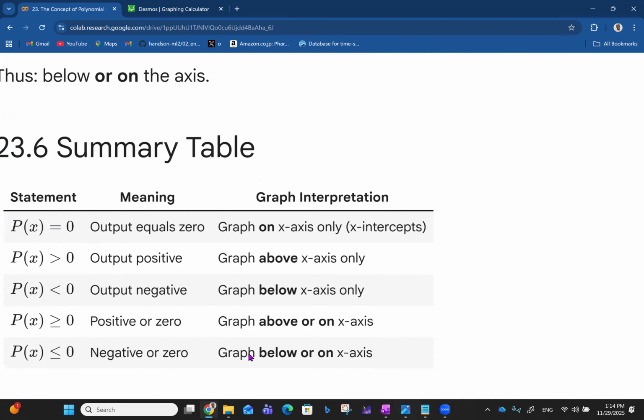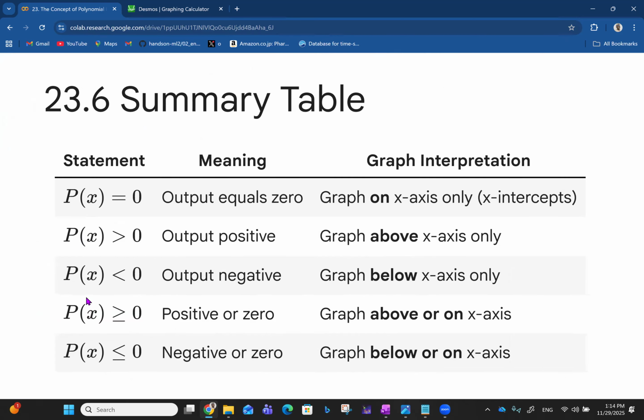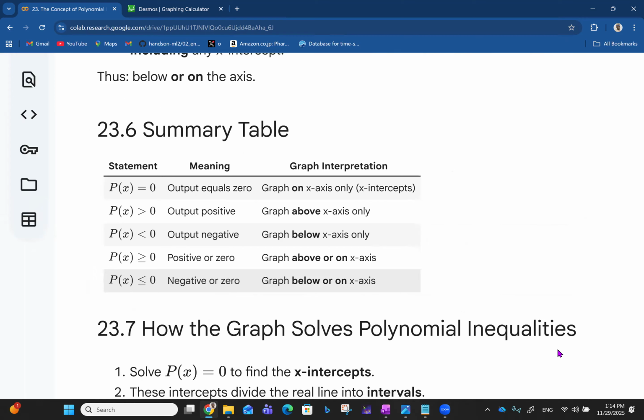In summary, P of x equals 0 means output equals 0. Graph interpretation: the graph is on the x-axis only, as these are just the x-intercepts. P of x greater than 0: output positive, graph above the x-axis only. P of x less than 0: output negative, graph below the x-axis only. P of x greater than or equal to 0: positive or 0, graph above or on the x-axis. P of x less than or equal to 0: negative or 0, graph below or on the x-axis.